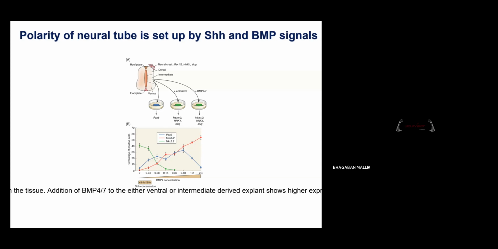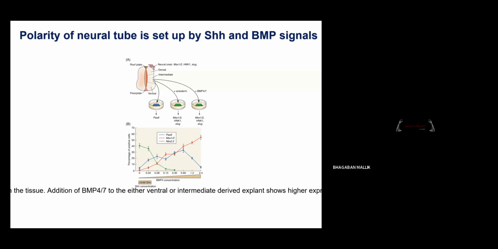Okay, so here the explant is taken from the intermediate part, the junction between the ventral and dorsal parts, called the intermediate part. The explant is taken from this part, and the tissue is cultured here without the addition of ectoderm or BMP signaling molecules. So here they have taken two distinct morphogens. One is sonic hedgehog, and the other is BMP, at increasing concentrations of BMP.